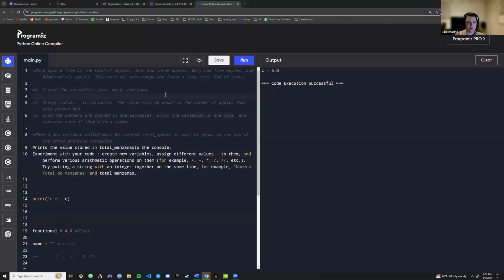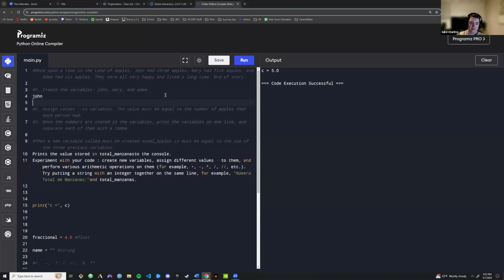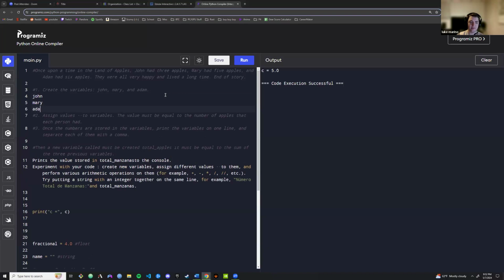Yeah, let's do number 1 real quick. So number 1 is pretty simple. It says just create the variables John, Mary, and Adam. These variables, as I said before, they're containers, but these variables don't contain anything. They're empty. So what we want to do for number 2 is assign values to the variables. How do you assign a value to something? Equals. Cool. The values must be equal to the number of apples that each person had. So remember, John had 3, Mary had 5, and Adam had 6.